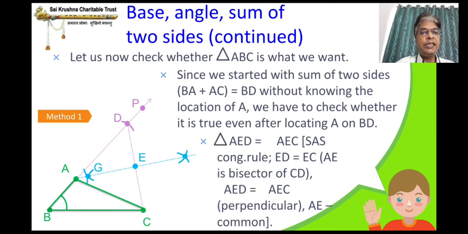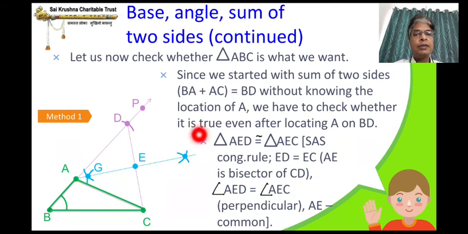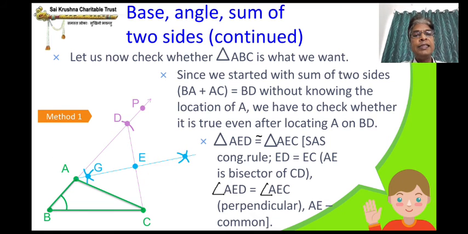Triangle AED is congruent to triangle AEC. The reason is the SAS congruence rule. That is, you see here, this triangle, AED and AEC. Okay, I'm not able to put the pointer there. C is here. So these two triangles are congruent. The reason is SAS. Let us see further also.